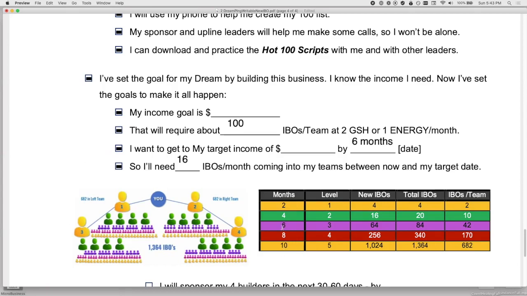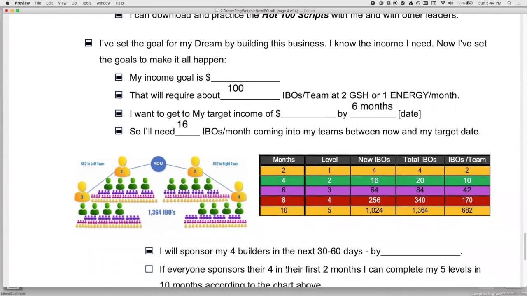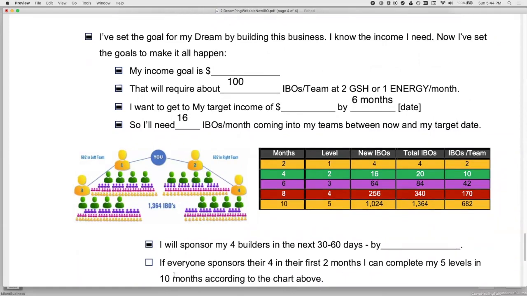And because nobody's doing anything except signing up committed people. So the question is, can you sponsor your 4 builders in 60 days, which would be by whatever that 60-day date is? And if everyone sponsors their 4 in their first 2 months, you can complete your 5 levels in 10 months, according to this chart. That's a perfect world. It may happen, it may not. It will depend on how hard people work and the people you bring in. But this is doable.